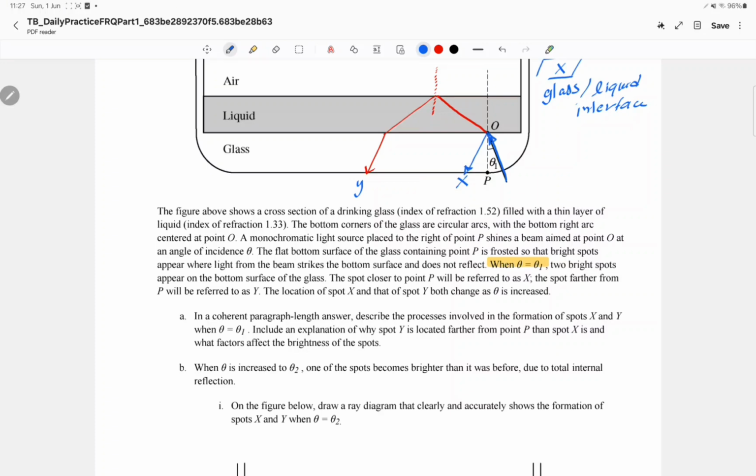Now, in a coherent paragraph length answer, describe the processes involved in the formation of spots X and Y when theta is equal to theta 1. Include an explanation of why spot Y is located farther from point P than spot X, and what factors affect the brightness of the spots.